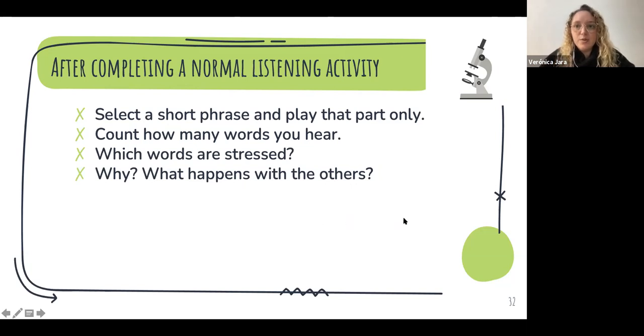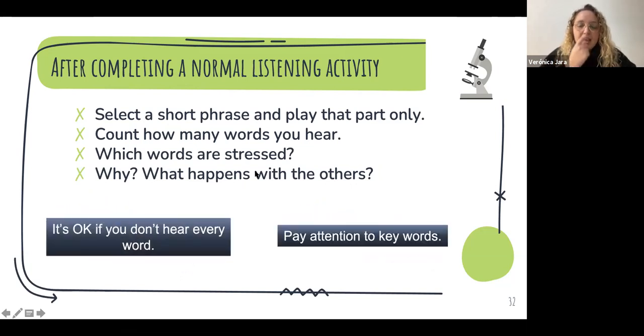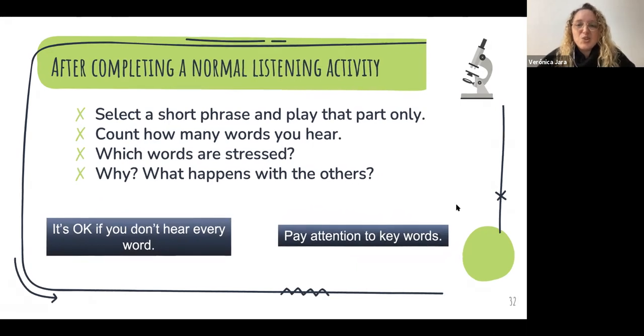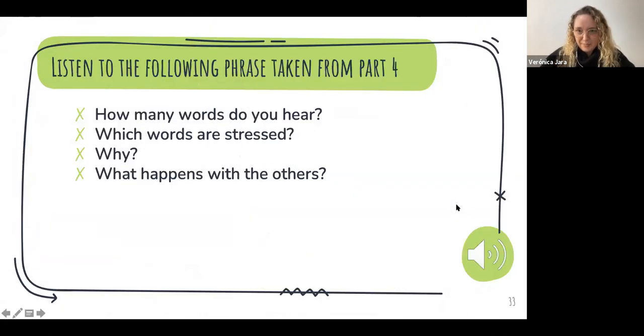Let's do an example together. Basically, what you're telling them is it's okay if you don't hear every word, because there will be certain words you won't hear because the speaker will unstress them. So what you're telling them is pay attention to keywords, the important words. So now, let's do an example together.